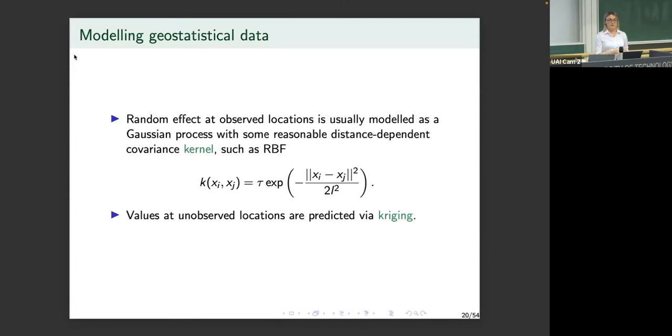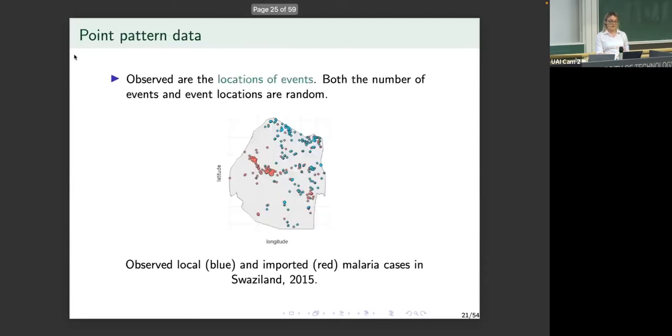So the process of prediction of the values at unobserved locations is called kriging. And I forgot to mention, the task of prediction in the case of areal modeling is termed small area estimation. The third type of spatial data is called point pattern. Visually, it might look very similar to the previous one, but there is one drastic difference.